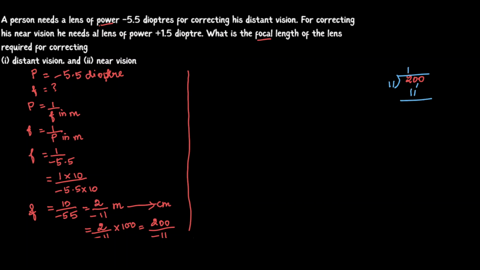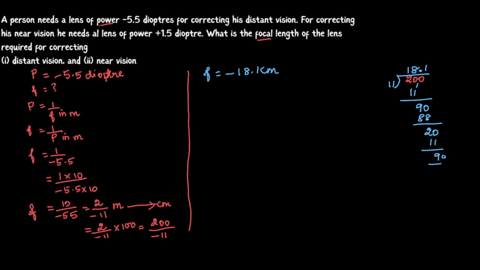We are taking two numbers. 1, 11 is 11. Remaining 9, bringing down the 0. 8, 11, 88. Remaining 2, we have to add 0 here, so we have to keep the decimal point here. 1, 11 is 11. Remaining 9. It just goes like that. So F is equal to minus 18.1 centimeter.